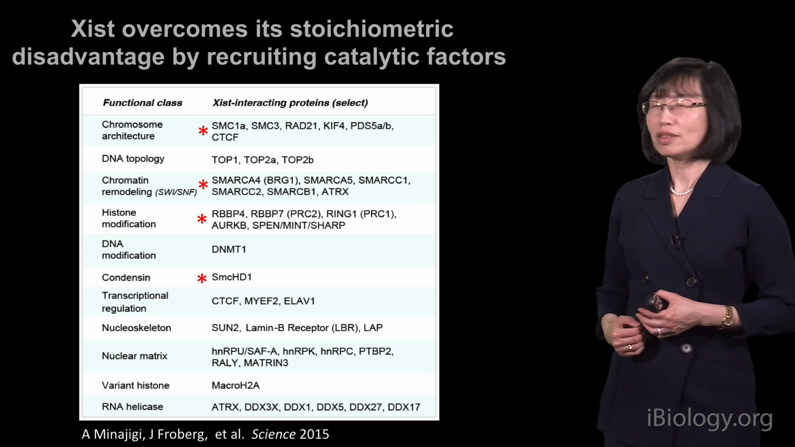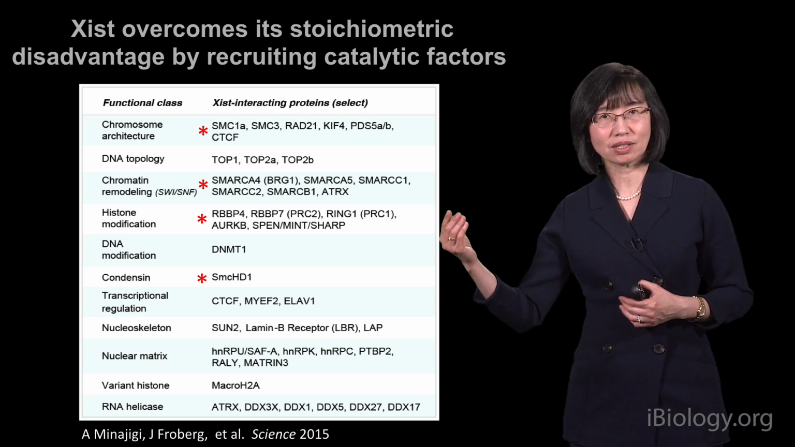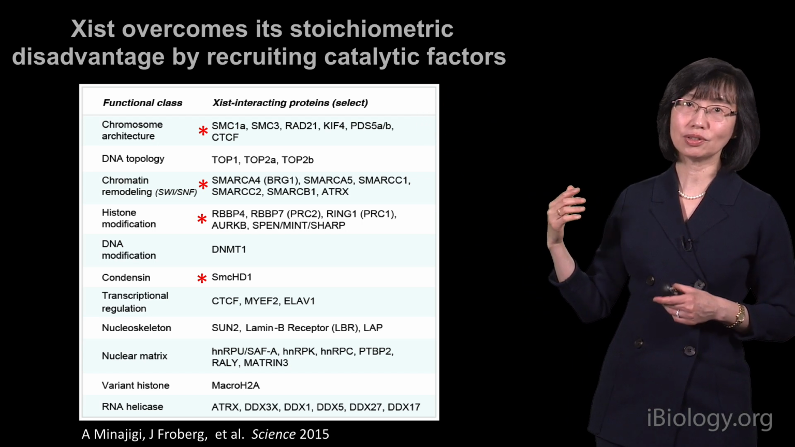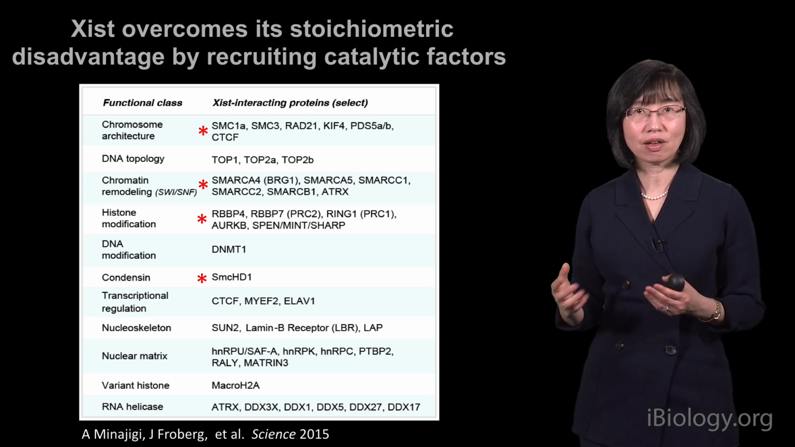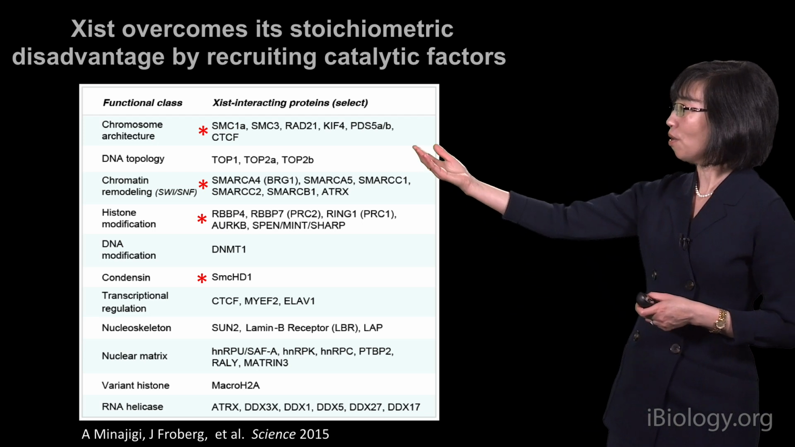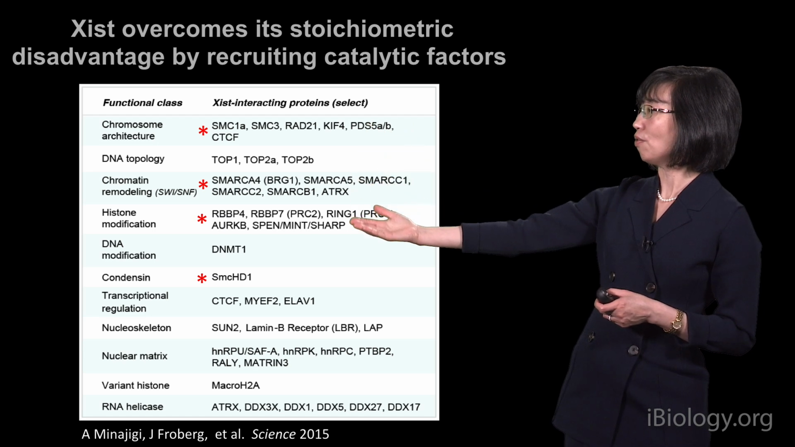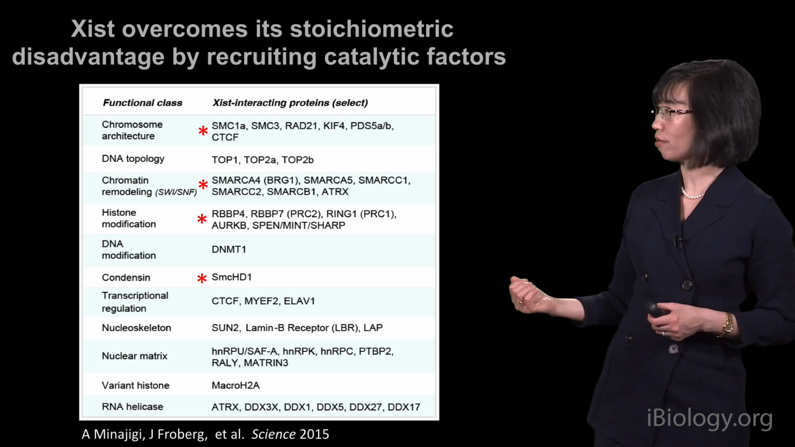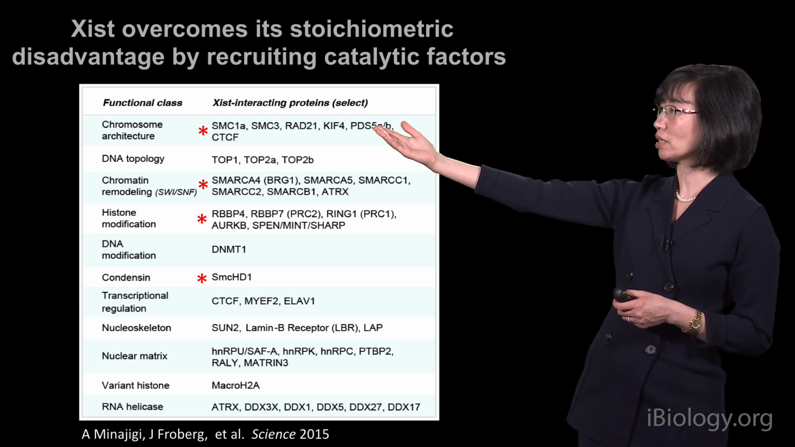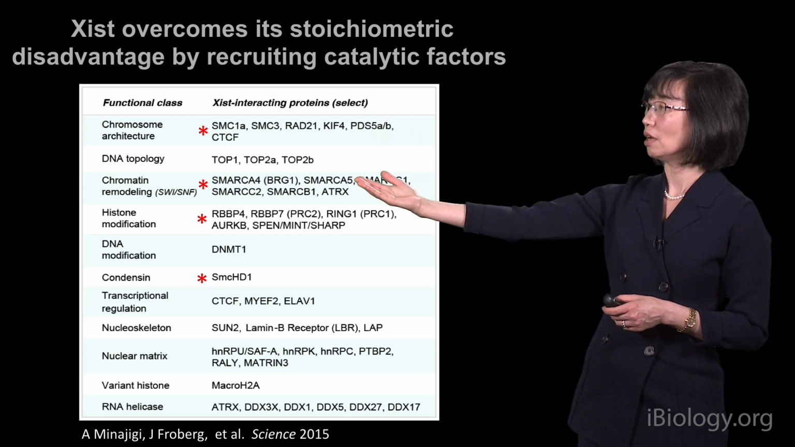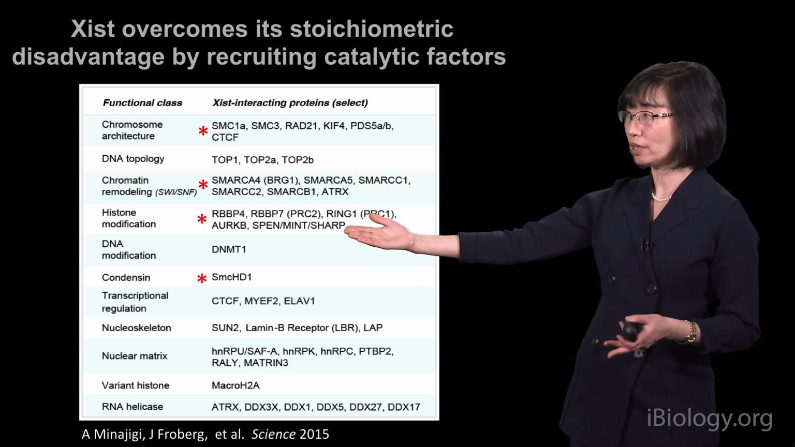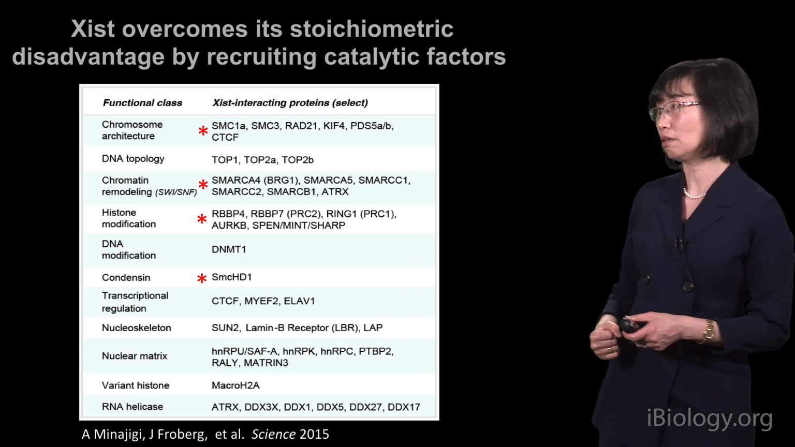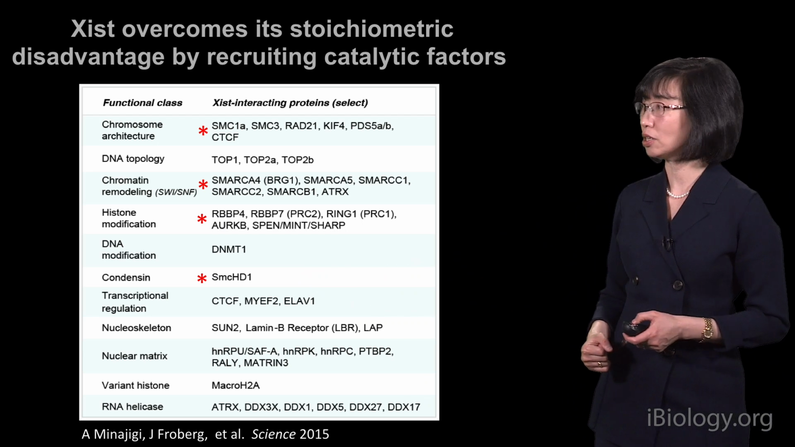So it turns out that Xist overcomes this unfavorable stoichiometry by recruiting catalytic factors. And these are factors that can amplify the work of Xist. So for example, here I'm showing 4 different catalytic factors that Xist is directly interacting with, including chromosome architectural factors, the cohesins, the SWI/SNF factors, Polycomb Repressive Complexes, as well as this non-canonical SMC protein called SMCHD1.